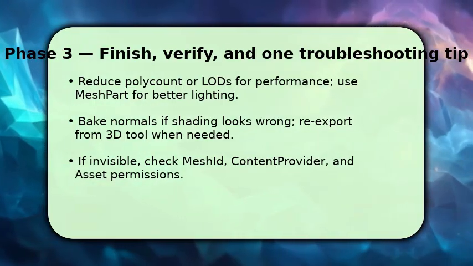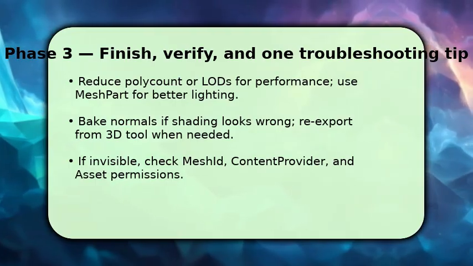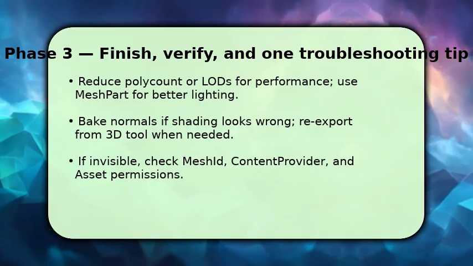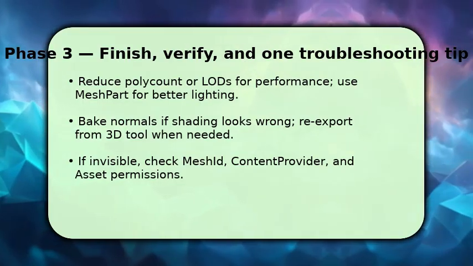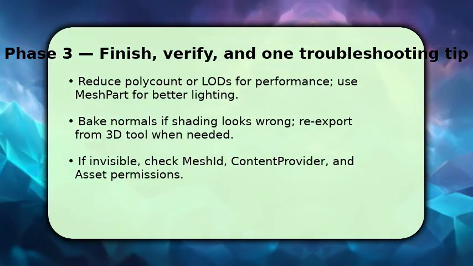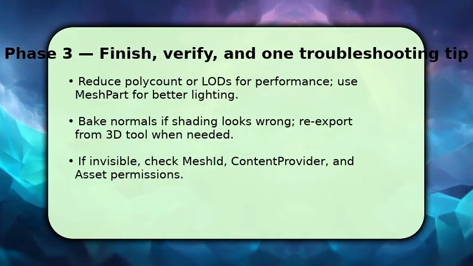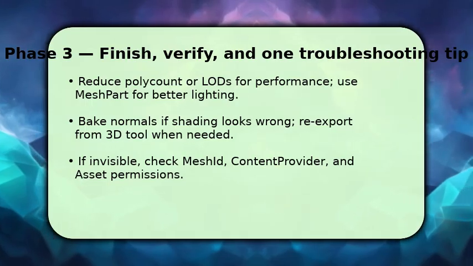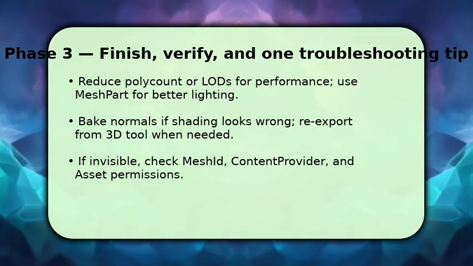Once done, test in multiple clients and bake normals if shading appears off, then re-export from Blender or Maya when required. If something fails, check that mesh ID is correct, content provider loaded it, and asset permissions allow use. That one troubleshooting check fixes most visibility or access issues.